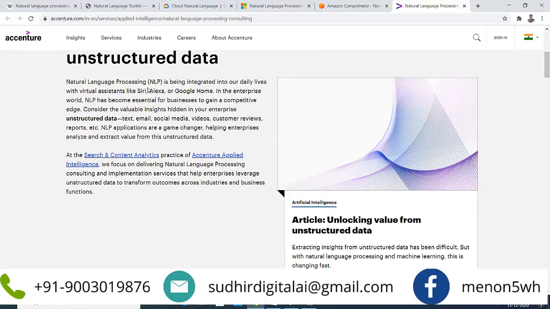of the data. So NLP is being integrated into our daily life with virtual assistants like Siri, Alexa, Google Home. In the enterprise world, NLP has become essential for business to gain a competitive edge. Valuable insight hidden in constructs like text, email, social media, videos, customer reviews, reports, can be a game changer. Okay, as a search and content analytics practice.